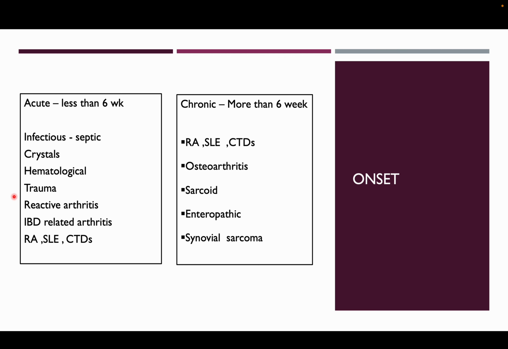One more thing, hemophilia patients can have bleeds. They are called hematological conditions. And sickle cell patients can have joint pains. Beta thalassemia patients can also have joint pains. So they have more hematology. They're acute onset, after a bleed or something. Or trauma. Reactive arthritis is more acute.